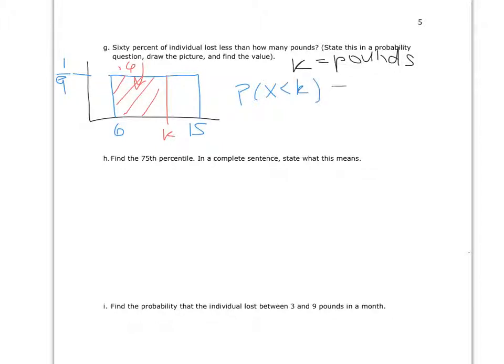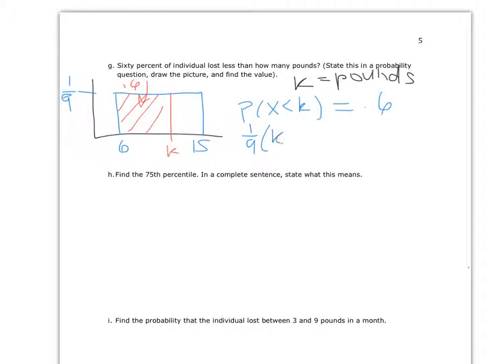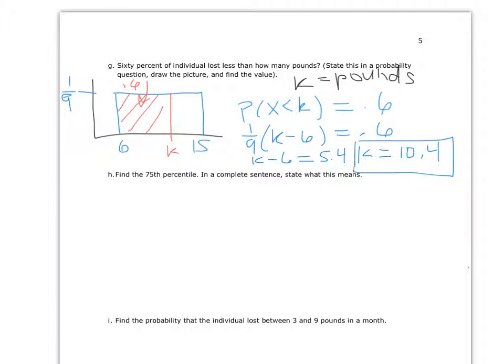is equal to 0.6. And then replacing that probability notation with how we find probability, we're going to take 1/9 times the difference between k and 6, and that's equal to 0.6. Multiplying both sides by 9, we get k minus 6 equals 5.4, and then adding 6 to both sides, we get k equals 10.4. So we can say that 60% of individuals lost less than 10.4 pounds.